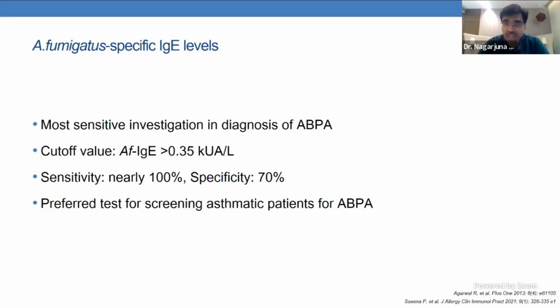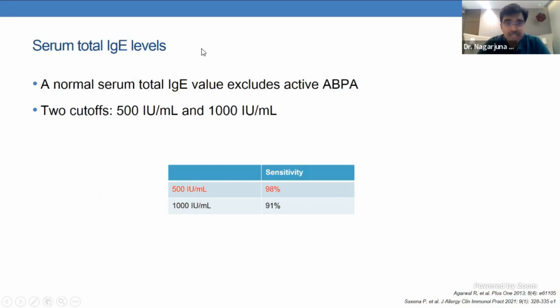It's 0.35 KUA per liter. Nearly 100% sensitivity, but specificity is not 100%. And the guidelines now recommend this as the most preferred screening test for ABPA. Serum total IgE is a very, very useful test, both for diagnosis and for monitoring.